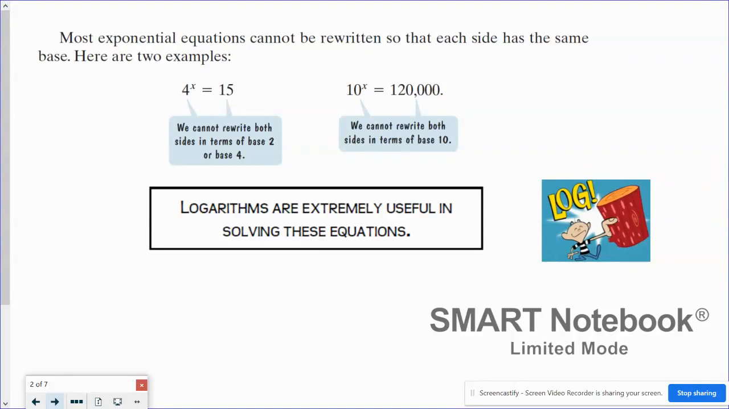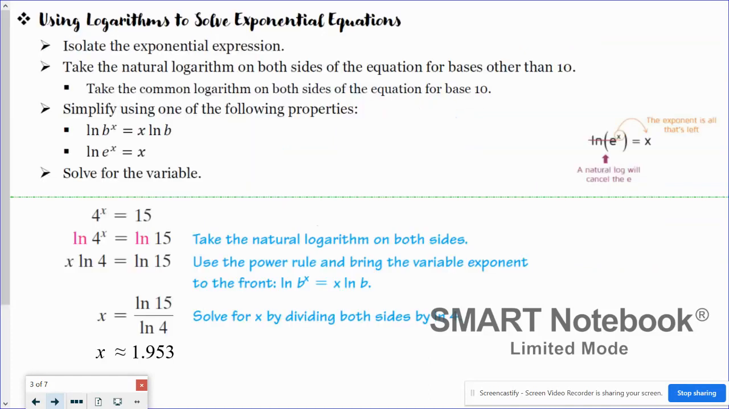10 to the x power equals 120,000. Yeah, I can't get 120,000 to be 10 to any power. So remember, logarithms and exponentials, they're inverse functions, so they undo each other. So we can use logarithms to solve these equations. And this is how we do that.